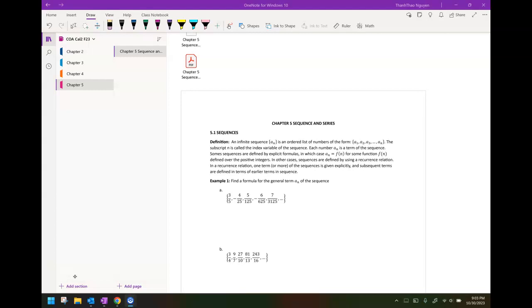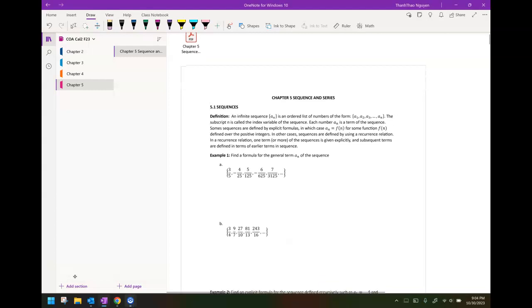defined over the positive integers n. In other cases, sequences are defined by using a recurrence relation. In a recurrence relation, one or more terms of the sequence are given explicitly, and subsequent terms are defined in terms of earlier terms in the sequence. So this often involves the Fibonacci sequence.